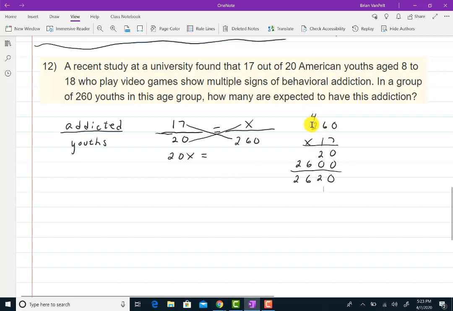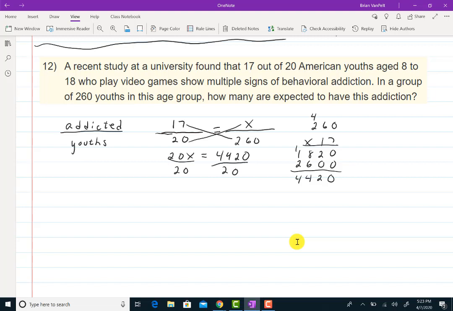7 times 2 is 14 plus 4 is 18. For some reason, I didn't do that part before. Let me cancel these. It looks like I get 4420. And now I'll go ahead and divide by 20.